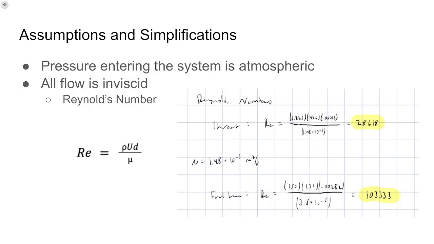We also felt that it was safe to assume that the pressure entering the system at the inlet is atmospheric, which allows us to solve for the unknown values at the throat.